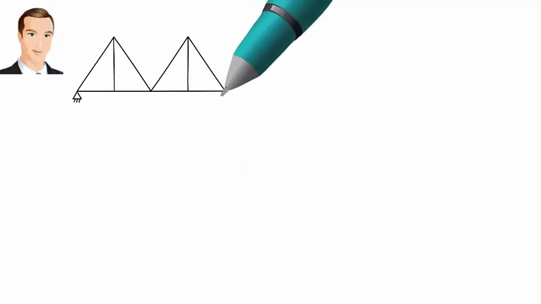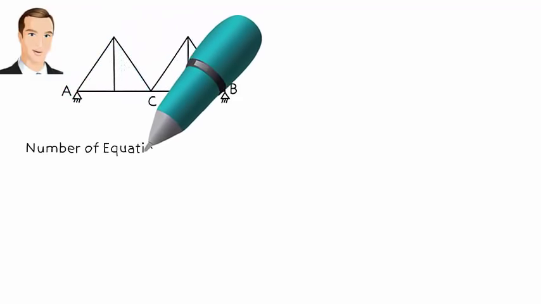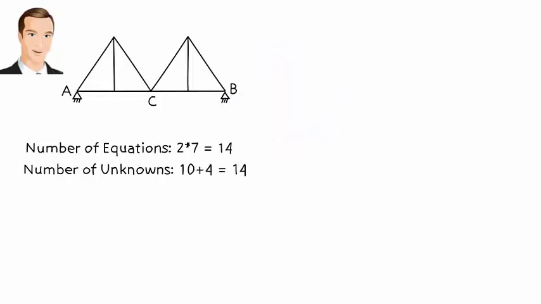How about this truss? Is it unstable? First, let's see if the counting technique gives us the answer. There are 14 equations and 14 unknowns. So, no, this does not allow us to conclude that the truss is unstable. Now let's try to find an unstable substructure in the truss. Does such a substructure exist? Yes, I found one. Here is a clue.